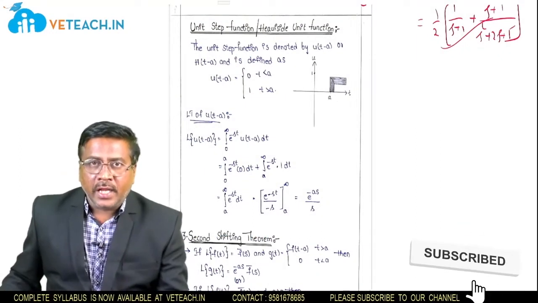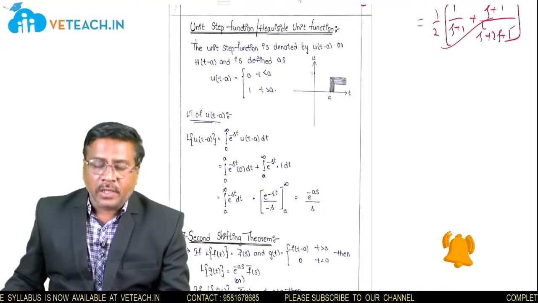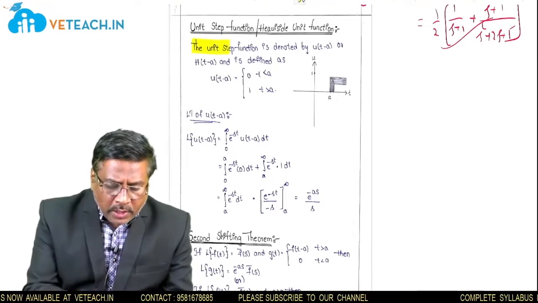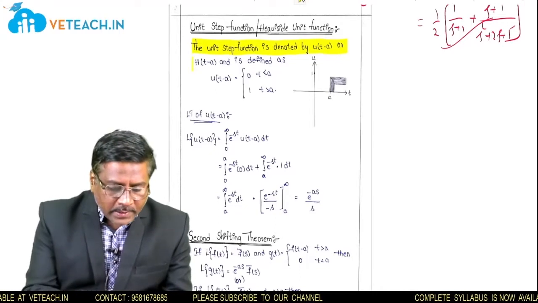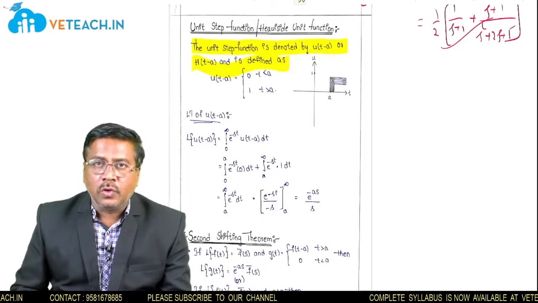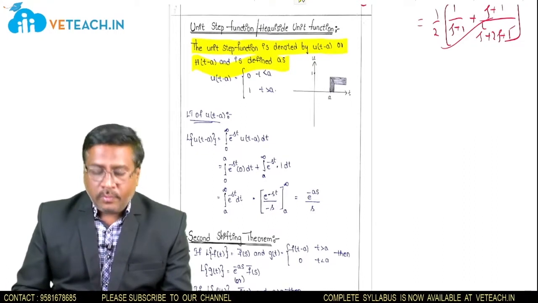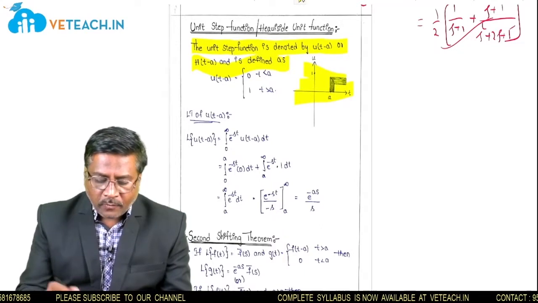Another content is the unit step function or Heaviside function. That is the Heaviside unit function. The unit function is denoted by u of t minus a or h of t minus a, and it is defined as u of t minus a equal to 0 if t less than a and 1 if t greater than or equal to a. So this is the graph of this unit step function.